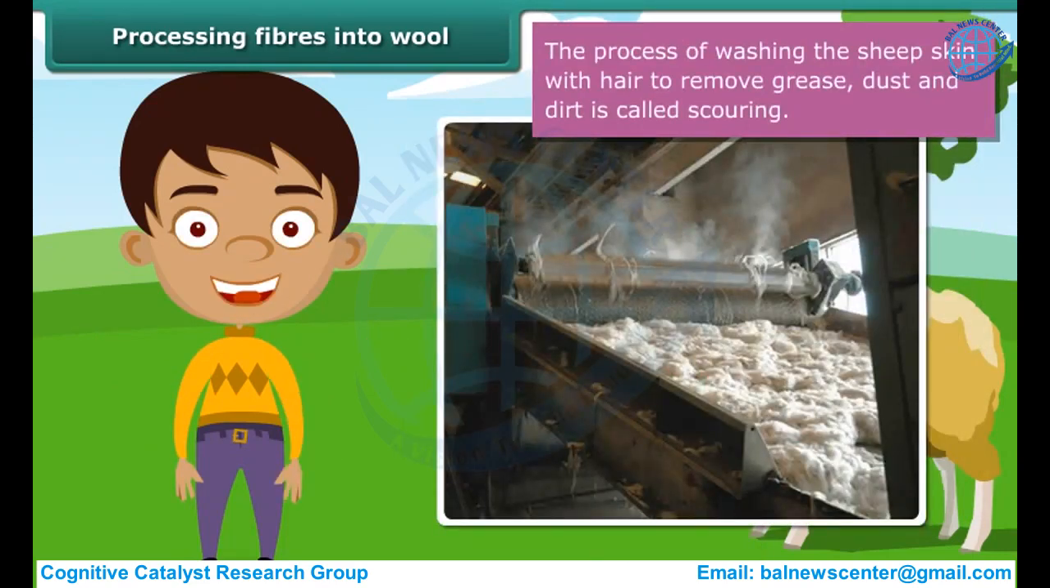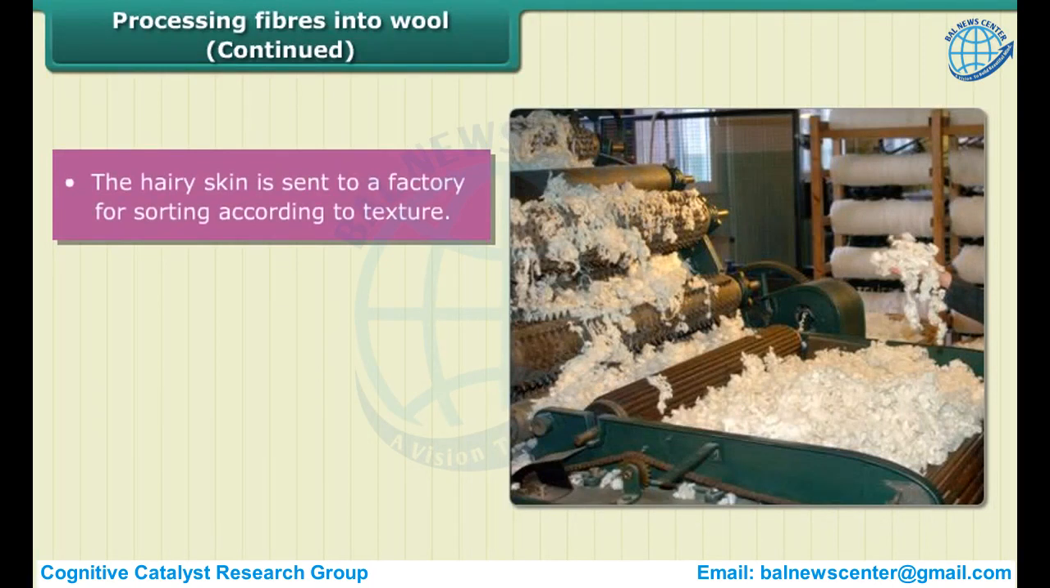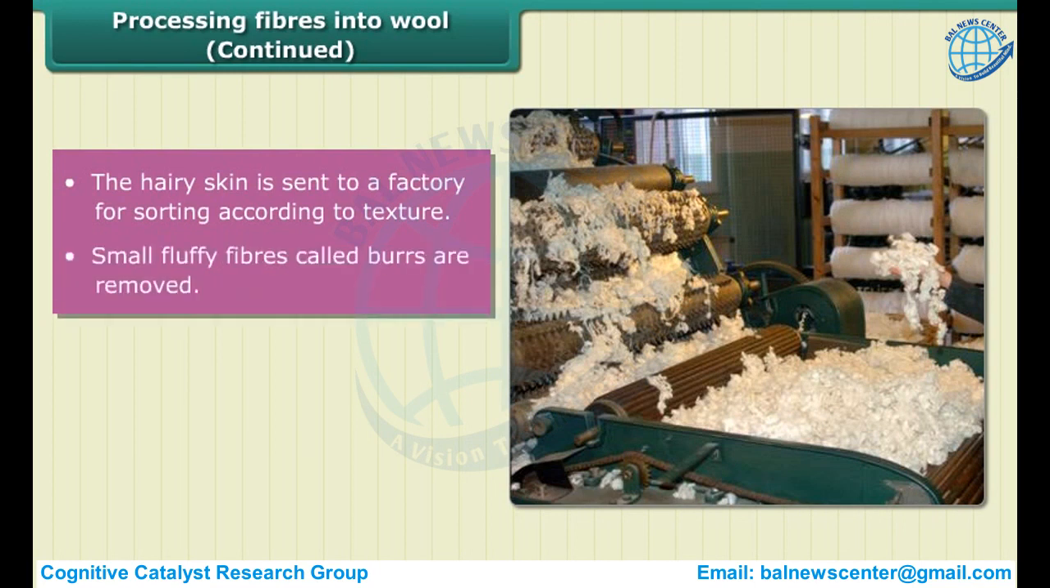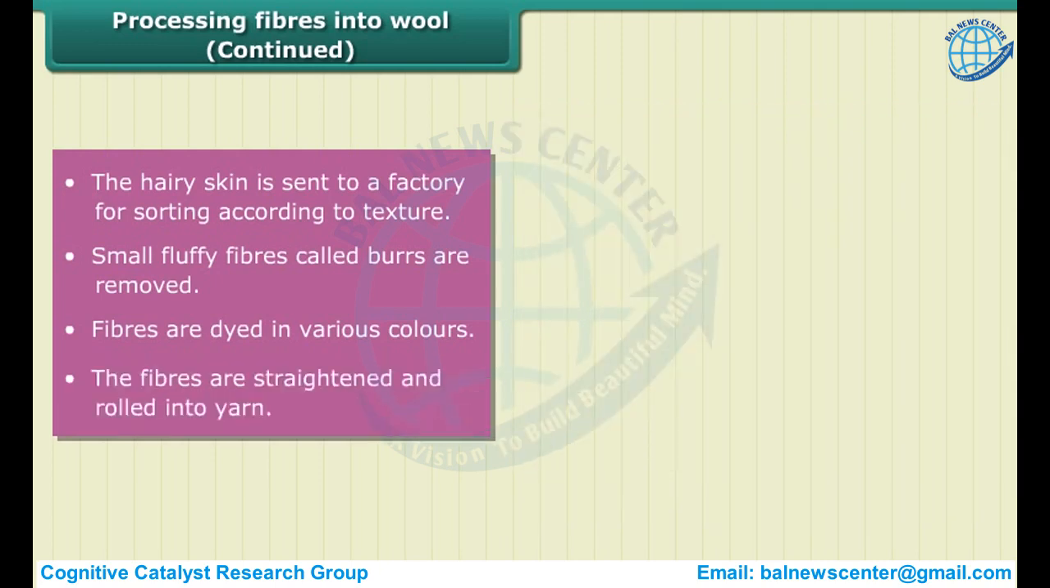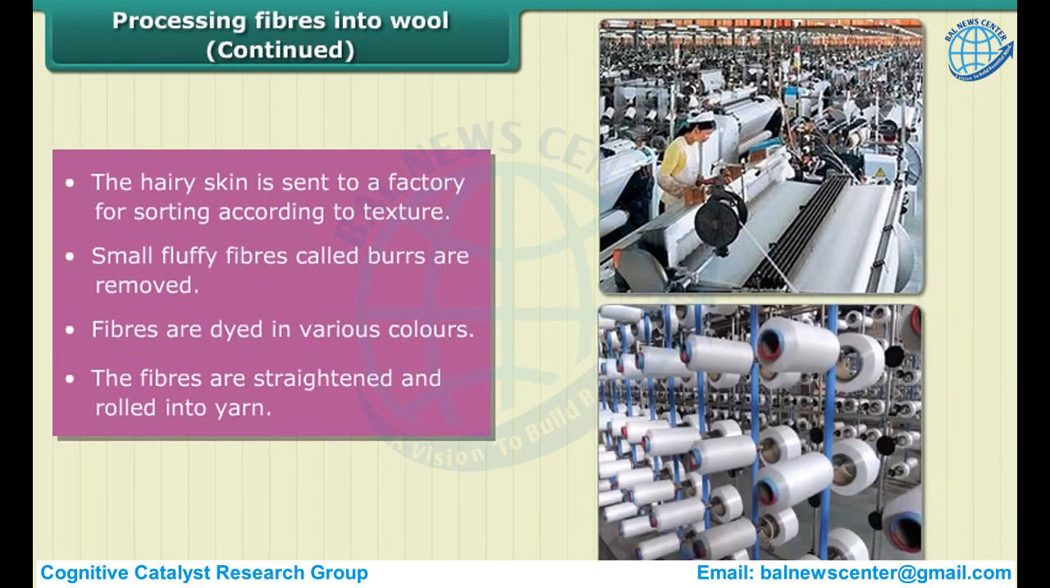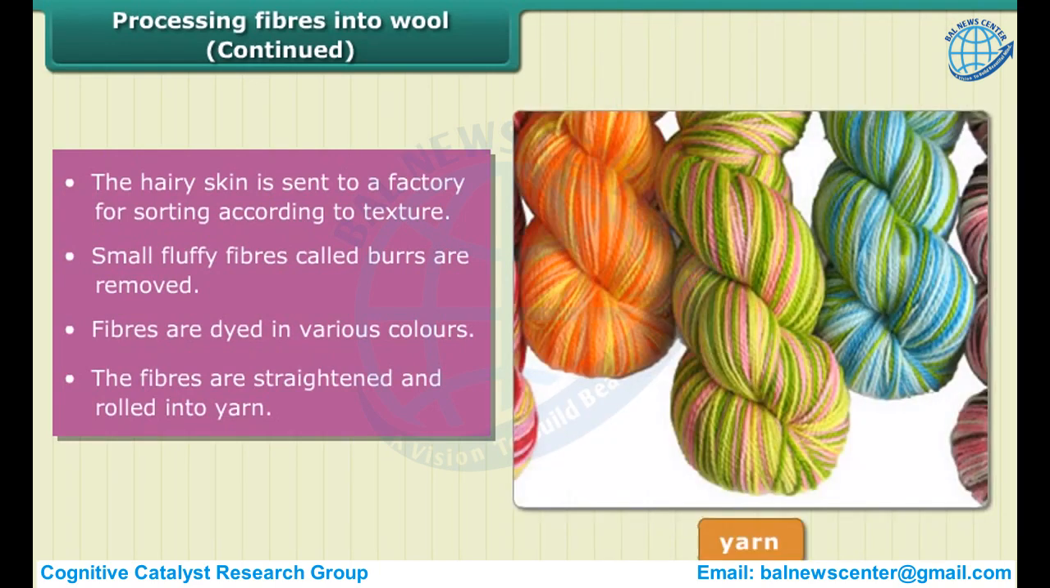Then the sheared skin with hair is washed thoroughly in tanks. This exercise is undertaken to remove grease, dust, and dirt. This process is called scouring. The washed hairy skin is sent to a factory where hair of different textures are separated or sorted. The small fluffy fibers called burrs are picked out from the hair. Fibers are dyed in various colors as the natural fleece of sheep and goats is black, brown, or white. The fibers are straightened and rolled into yarn, and finally the wool is ready to use.